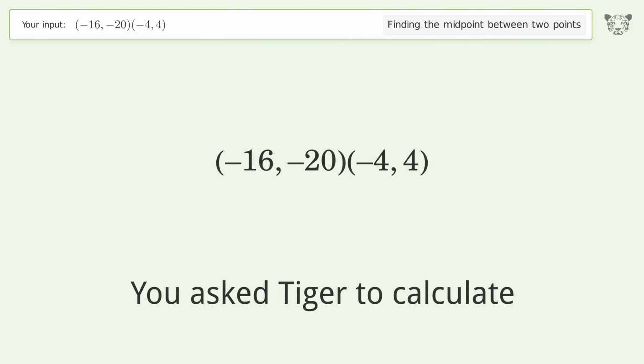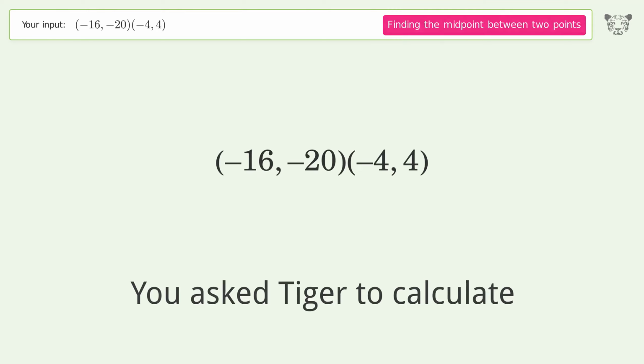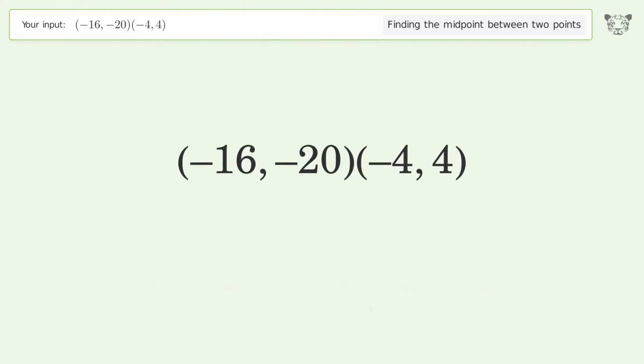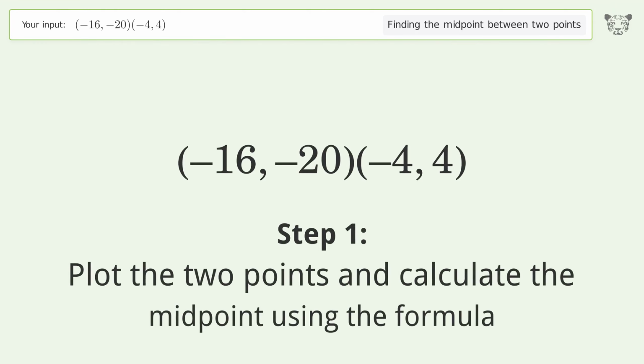You ask Tiger to calculate. This deals with finding the midpoint between 2 points. The midpoint between the 2 points is -10, -8. Let's solve it step by step. Plot the 2 points and calculate the midpoint using the formula.